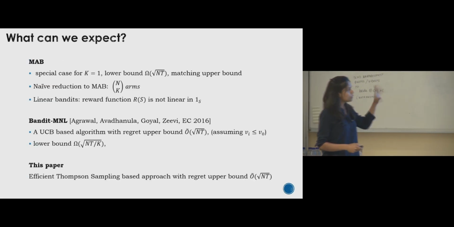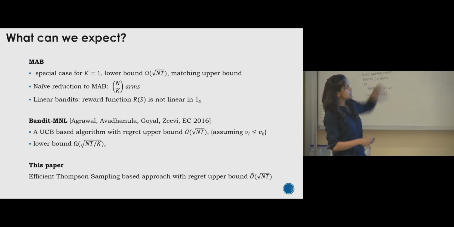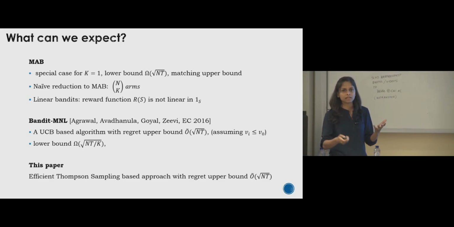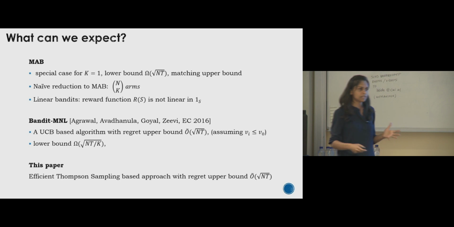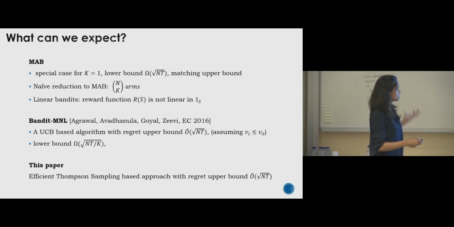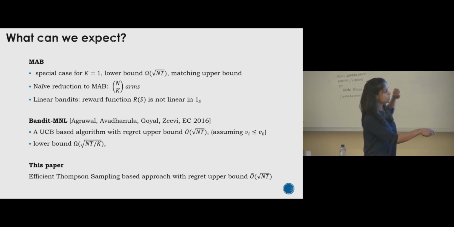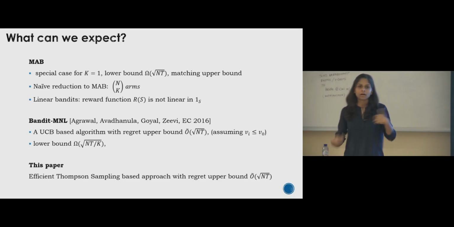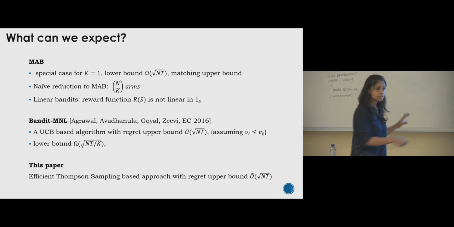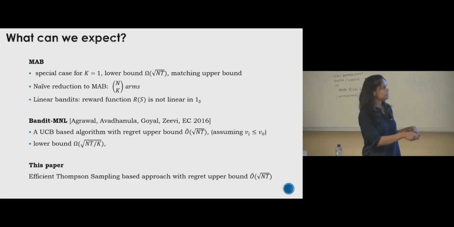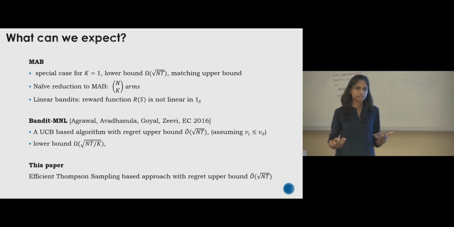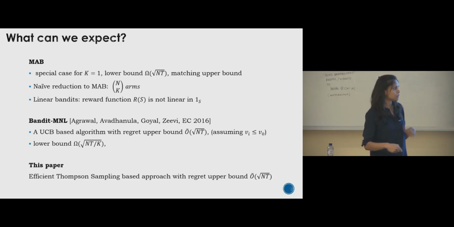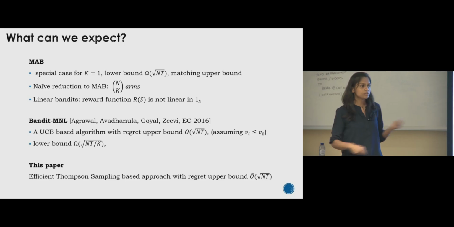Now, I won't go into related work a lot. Basically, for K equals 1, if you're offering a single product, this becomes a multi-armed bandit problem. So you're expecting a root NT type of bound at least, or at most, I don't know. And we can show a lower bound: you cannot get better than root NT over K. We believe the lower bound is not tight. It should be root NT. In a previous paper, we did show an upper bound of root NT using UCB type of arguments. What we do in this paper is show a more efficient Thompson sampling based approach, which also gets root NT.